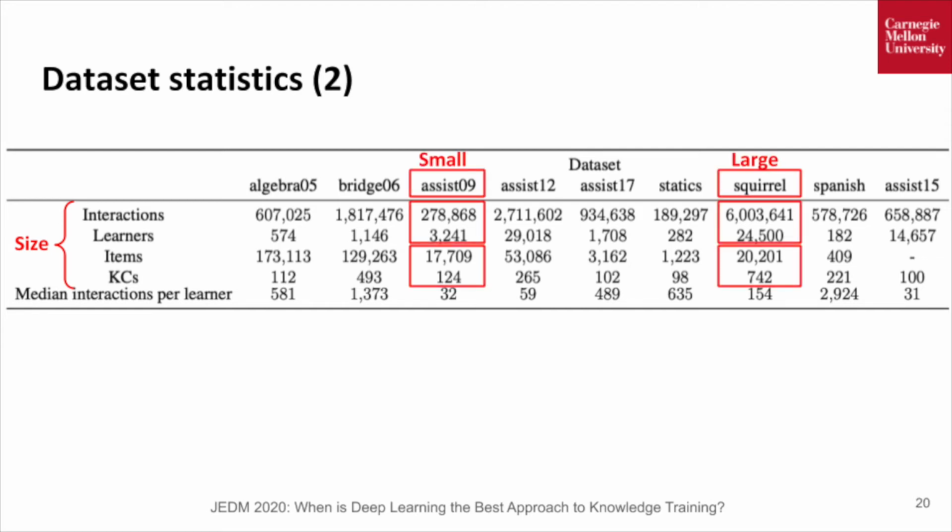For example, the Assessments 2009 dataset, ASSIST09 in the table, is small as it contains relatively few total interactions and learners, but covers a considerable amount of items and knowledge components. In comparison, the Squirrel AI dataset is large, as it contains many more total interactions and learners, for about the same amount of material covered.